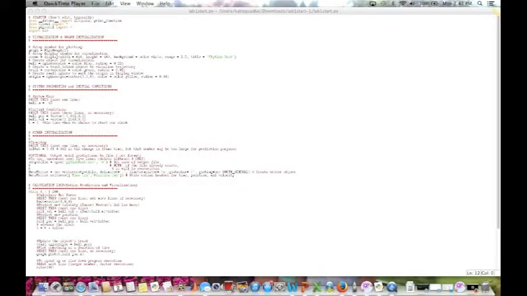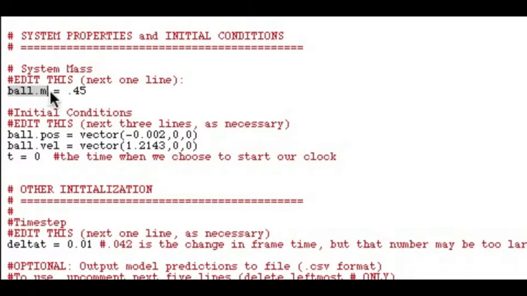To create an accurate model of the soccer ball's motion, I tweaked a code written in Python. First, I changed the ball's mass to that of the soccer ball, 0.45 kilograms. Next, I changed the position to the ball's initial position. Then, I changed the ball's velocity to the velocity I calculated in a previous slide. The video started at time t equals 0, so I left t equal to 0.